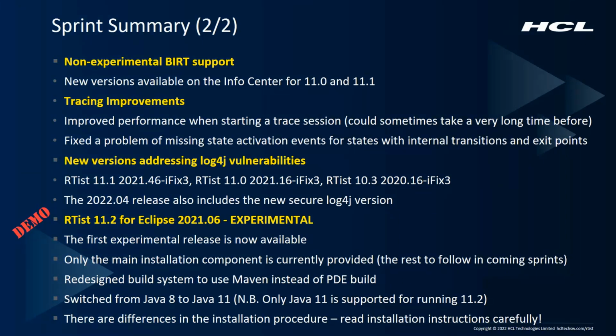And then maybe the biggest thing we worked on in this sprint was the first experimental version of HCL 11.2 running on Eclipse 2021-06. And we are happy to say that now we have done that and are ready to release the first version shortly. There are some limitations that I will talk about. In particular, it's only the main installation component that is available. The rest will follow in the coming sprints.